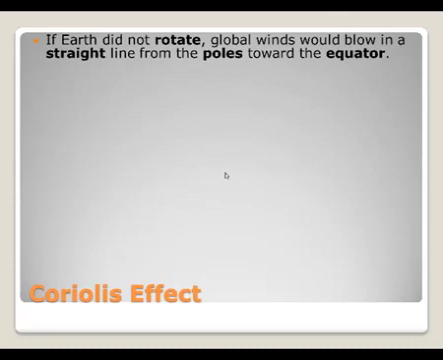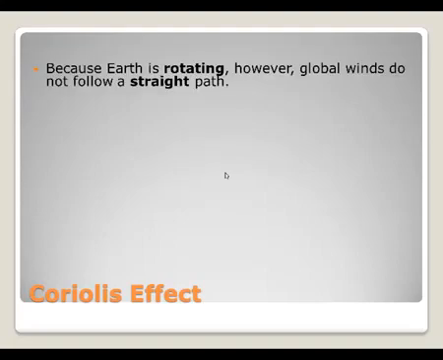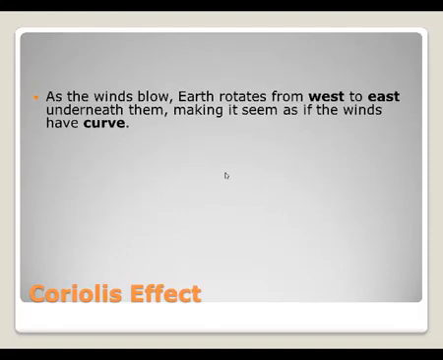The Coriolis effect plays into this as well. And recall, the Coriolis effect is the curving of an object due to Earth's rotation. So if Earth did not rotate, our winds would blow in a straight line from the poles to the equator at Earth's surface. Because our planet is rotating, global winds do not follow a straight path. Earth rotates from west to east. And so this makes our winds have a curve.